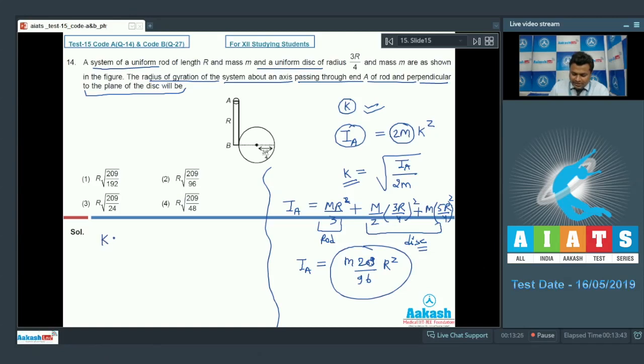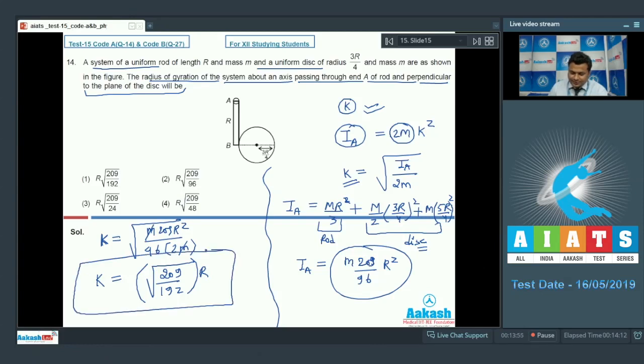Now we can calculate the value of k. k equals under root I_A, that is m 209 r square upon 96 divided by 2m. m cancels out. We will get under root 209 upon 192. r goes outside the square root. So this will be the radius of gyration. Looking at the options, we can say that option number 1 is perfectly matching. So we will go with option number 1 only.